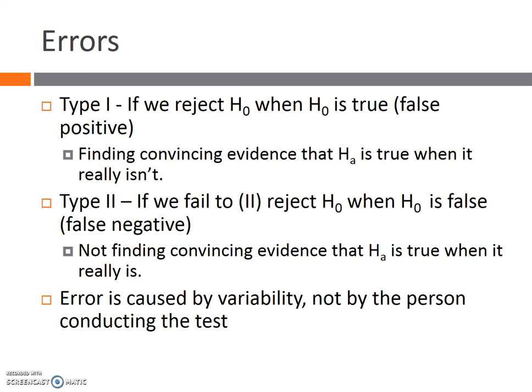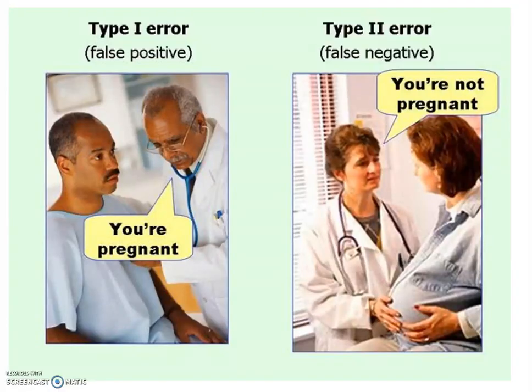So, in terms of statistics, a type 1 error is if we reject our null when the null is true, right? It's like a false positive. So that's when we find convincing evidence that the alternative is true when it really isn't. A type 2 error is if we fail to reject the null when the null is false, right? So a false negative. So not finding convincing evidence that the alternative is true when it really is. Now, this error, whether it's type 1 or type 2, is caused by variability, not by the person conducting the test. Okay, so variability will sometimes cause errors, not due to the person that's doing the testing.